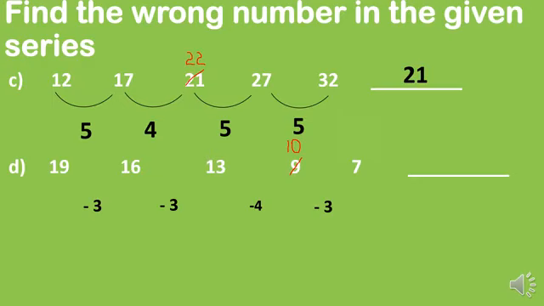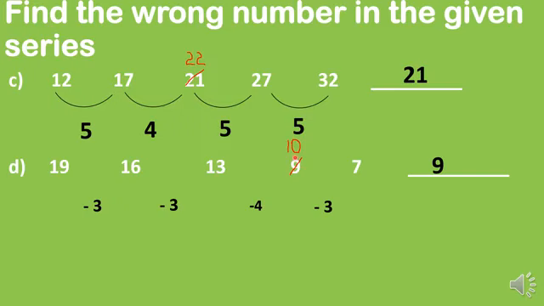So this is minus 3, this is minus 3, this is, it's given here minus 4, and this is minus 3. So the wrong number is 9. That should be 10, but given in this series as 9.